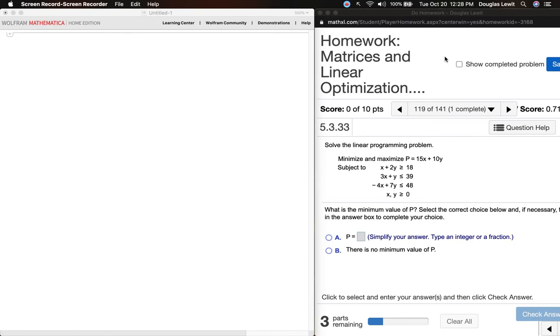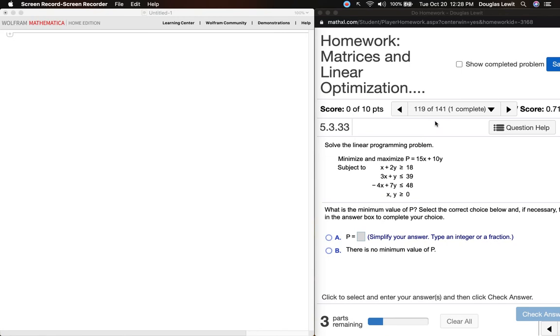Okay, so enough preaching for now. I think you understand what your responsibilities are. So I'm going to do two problems from the homework. One will be a word problem and the other one will not be a word problem.